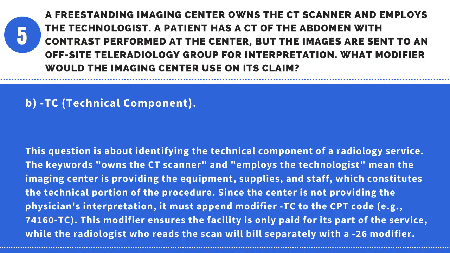Since the center is not providing the physician's interpretation, it must append modifier TC to the CPT code, e.g., 74160TC. This modifier ensures the facility is only paid for its part of the service, while the radiologist who reads the scan will bill separately with a -26 modifier.